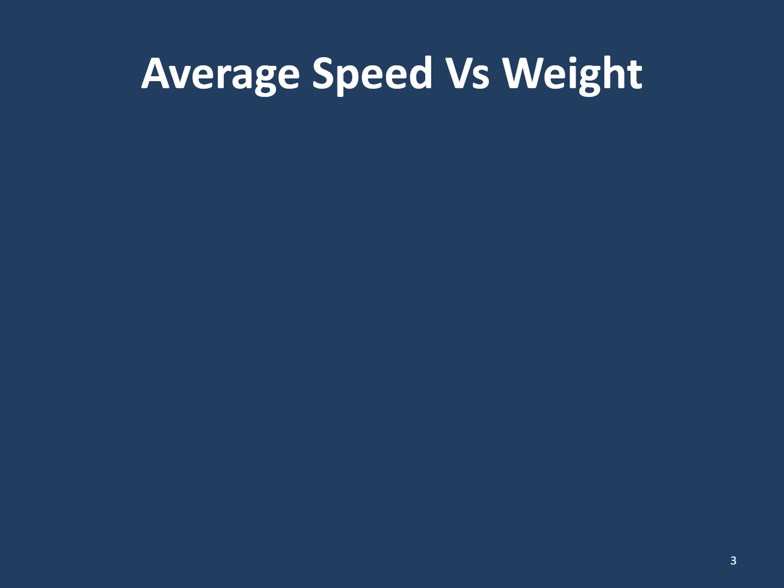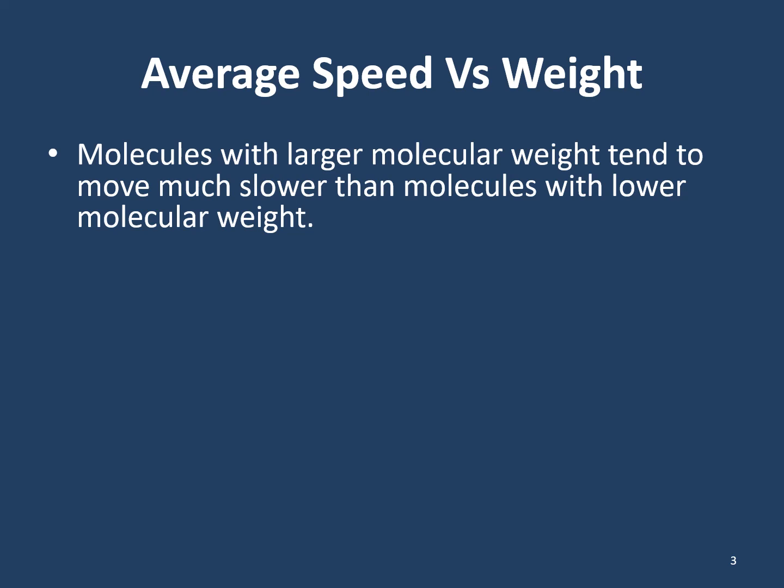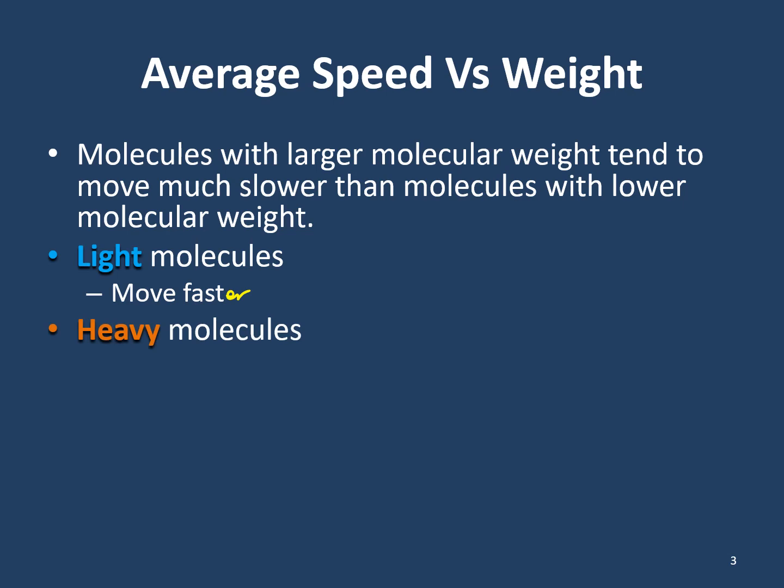So that also applies to average speed versus weight. Molecules with larger molar mass or molecular weight tend to move much, much slower than molecules with low molecular weight or molar mass. Molecular weight and molar mass are synonyms. In other words, light molecules are going to move faster than heavy molecules, which are going to move slower.